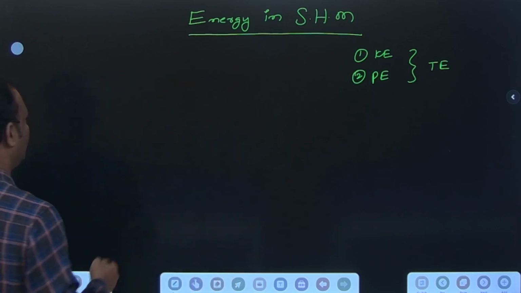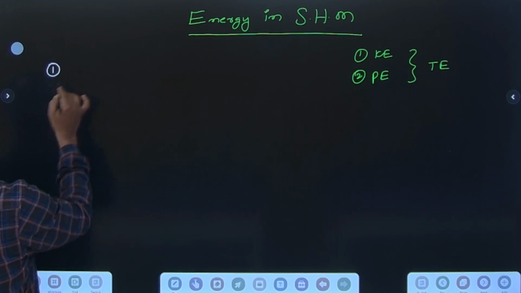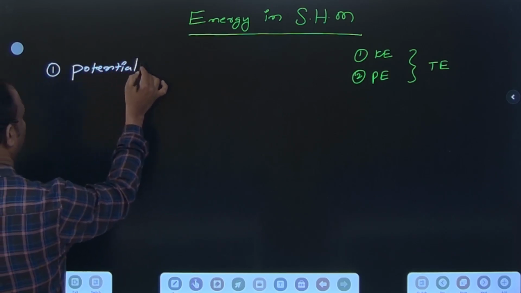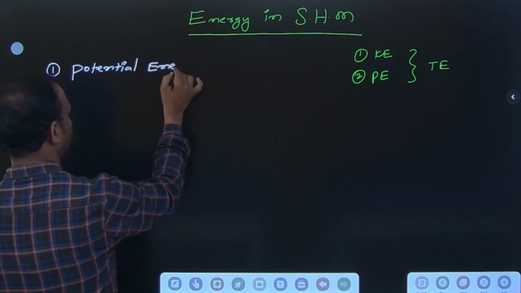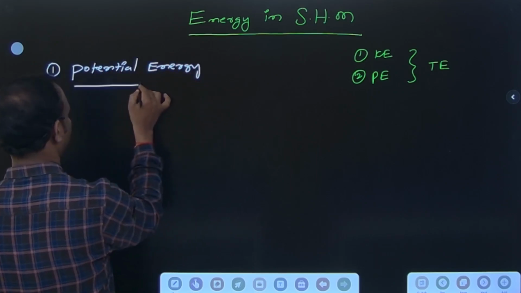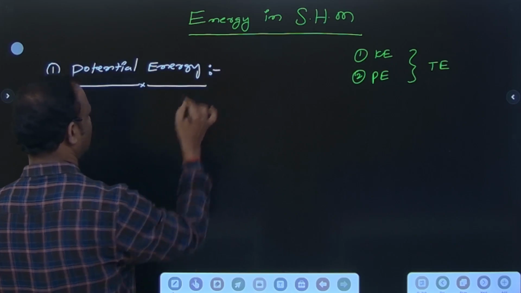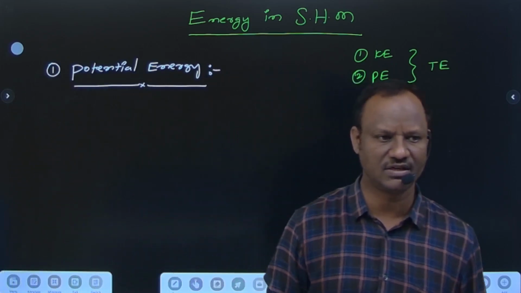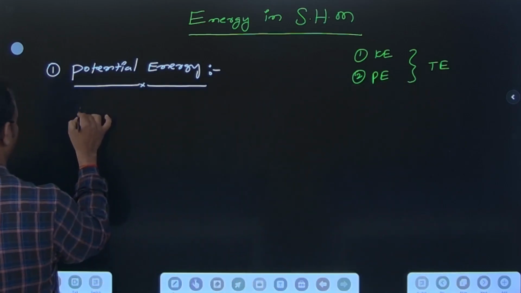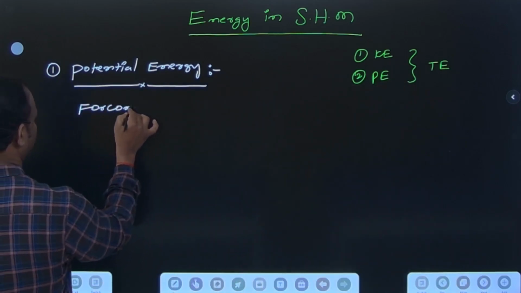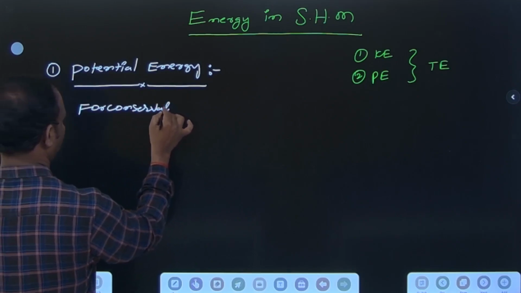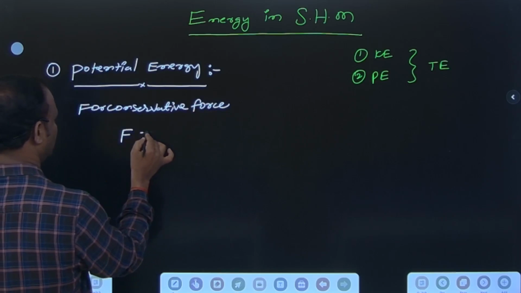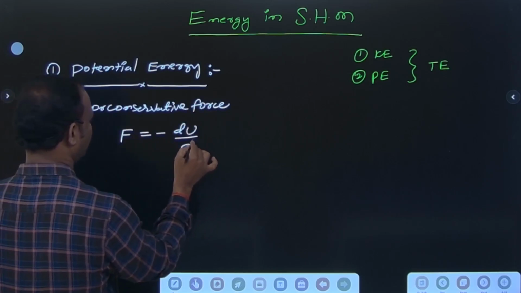For the first one, I'm talking about potential energy. What is potential energy? The relation for potential energy is for conservative forces. For conservative forces, F is equal to minus dU by dx.